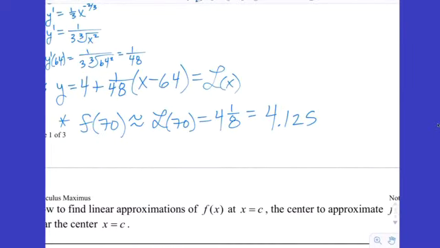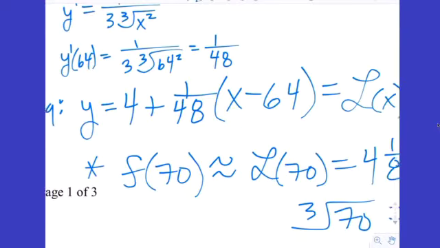Now, does anybody happen to know what the actual cube root of 70 is? Your calculator does. And I'd be curious to see how your calculator actually computes the cube root of 70. It doesn't reference a chart in its memory and just write it down. It actually computes it.